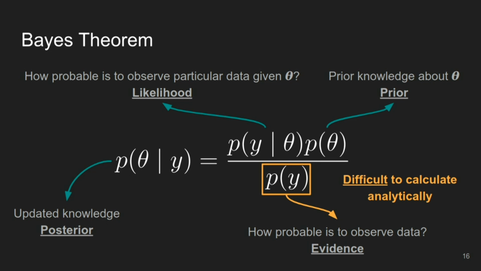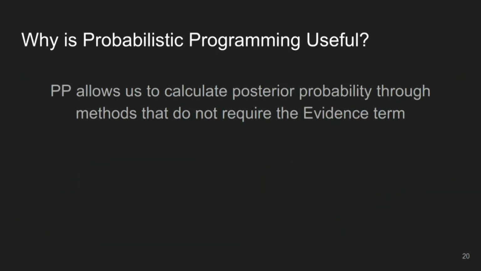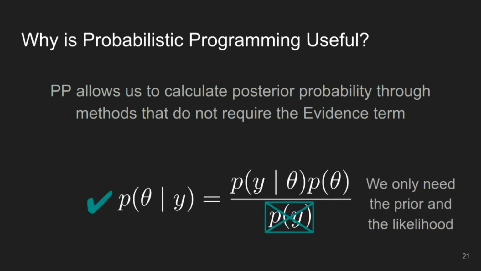So we're going to focus on problems where this is possible, and this is what is cool about probabilistic programming. It allows us to calculate this posterior probability, this updated knowledge of our world, without taking into account the evidence term. So this impossible calculation is made possible by probabilistic programming. Basically, since we take the evidence out of the picture, we only need the prior.